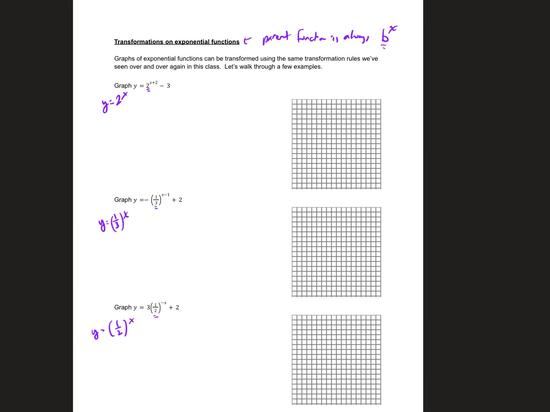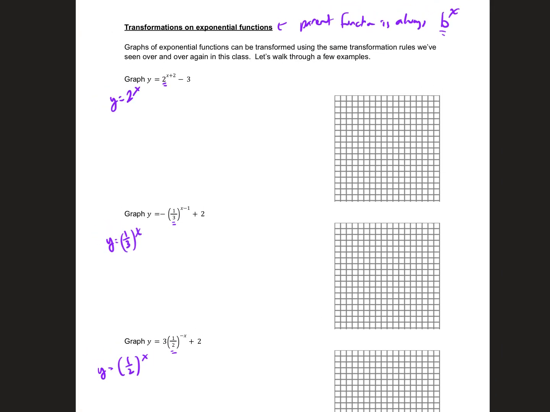Now, each of those parents has an associated t-chart, but the t-chart changes for each one. We still get it in the same way. You plug in -2, -1, and we raise 2 to each of those powers. So 2 to the -2nd, 2 to the -1st, 2 to the 0, 2 to the 1st, 2 to the 2nd. So I would do the same for 1/3. And again, if you need an explanation of that, that was actually on the last slide.